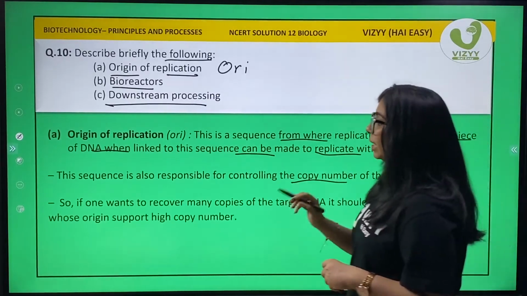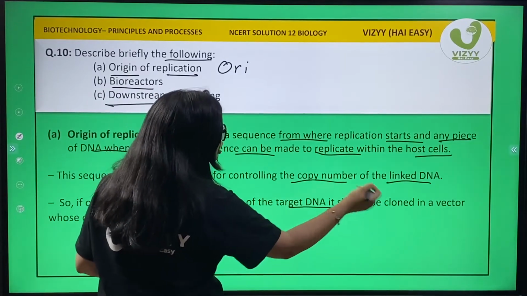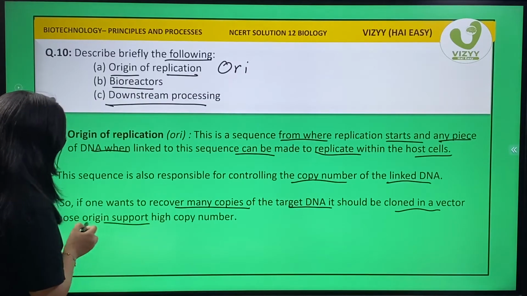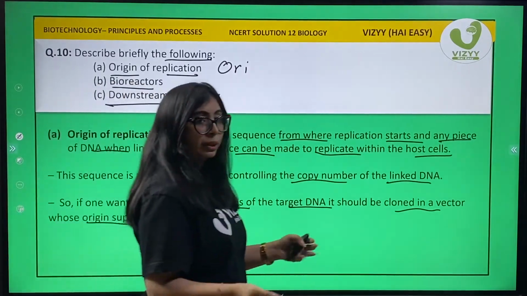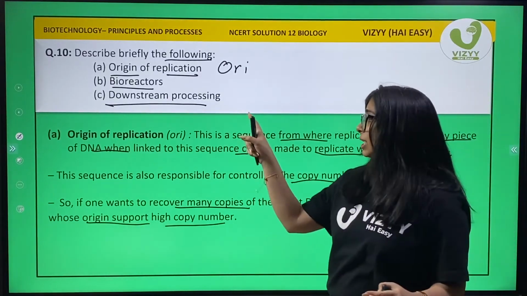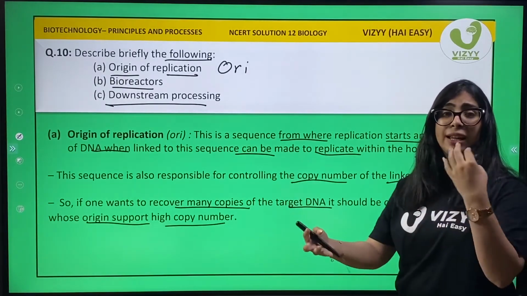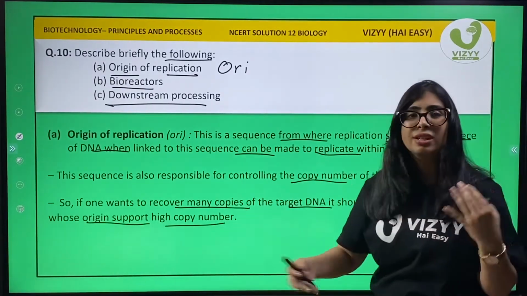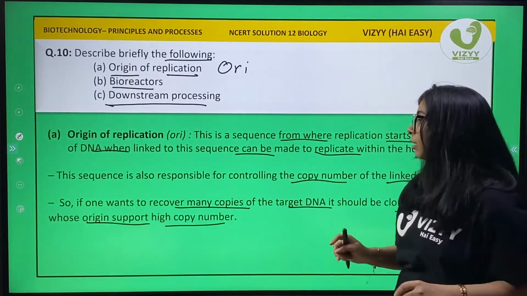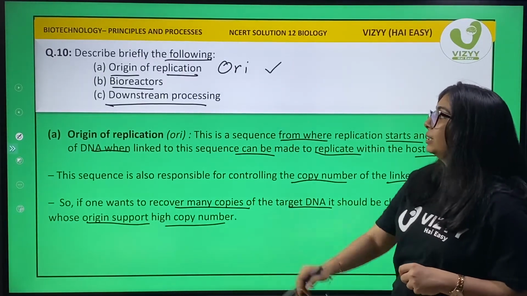So if one wants to recover many copies of the target, it should be cloned with a vector whose origin supports high copy number. In short, the origin of replication is a site which is responsible for controlling how many copies of a DNA are made. Replication is to multiply, to make many things from one single thing. Okay students, so that is your origin of replication, and we are done with this one.